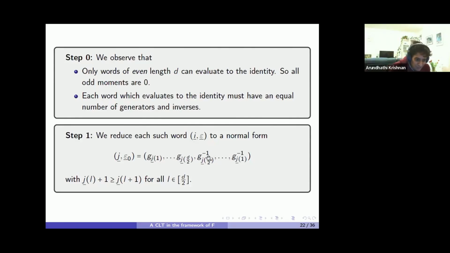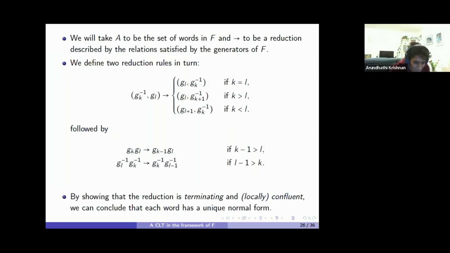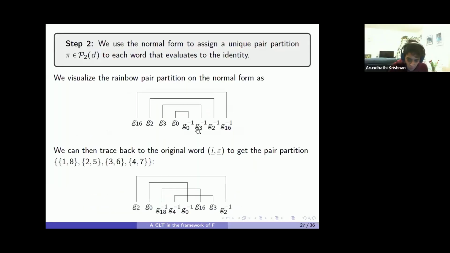And the usefulness of doing this, I'm just going to skip over all of this and go here. So this is a normal form. The usefulness of this normal form is that you can see exactly which generator cancels with which inverse to give you the identity. And this is where the pair partition comes in, because we're pairing each generator with the inverse that cancels it out in the normal form. But what you can do is go back to the original word and look at the pair partition there: which generator is eventually going to end up with which inverse to cancel out to give you the identity. That's the pair partition we'll be able to assign for each word.